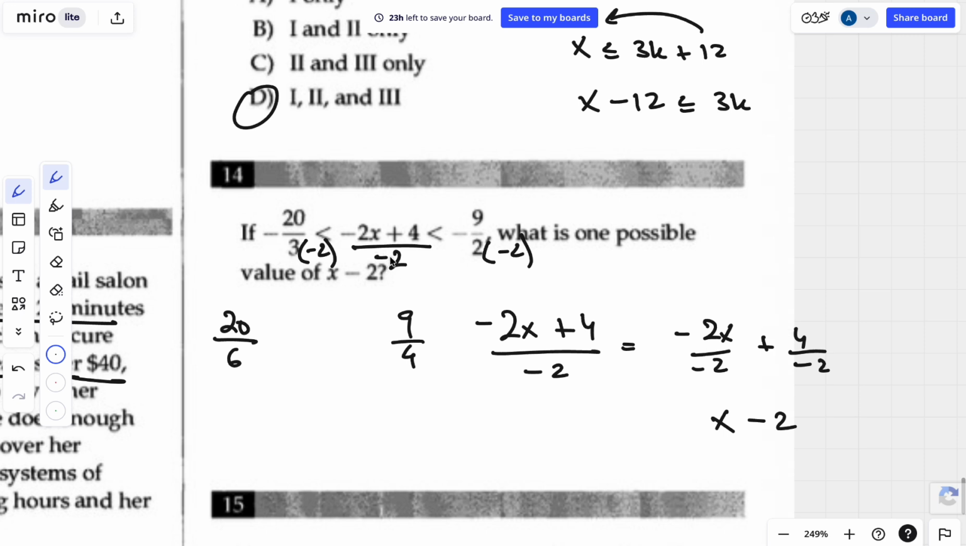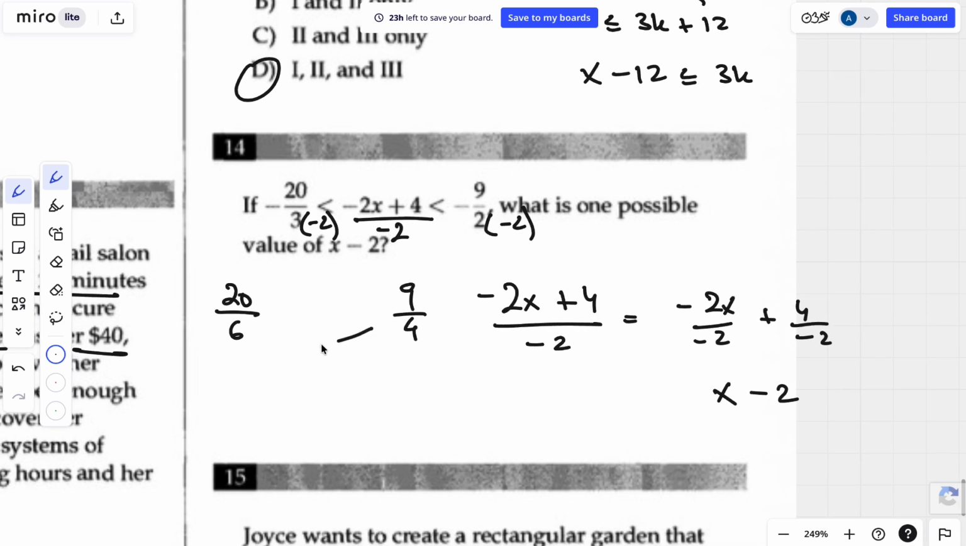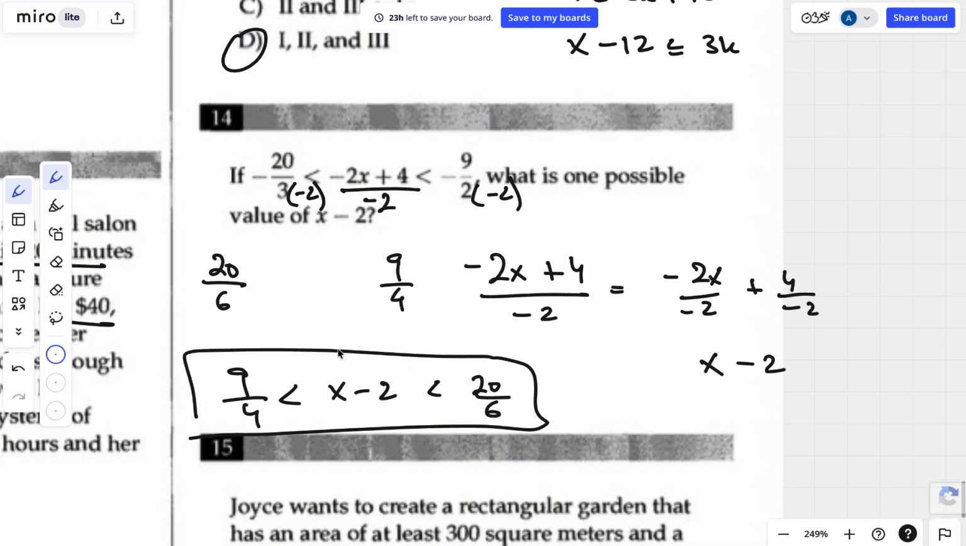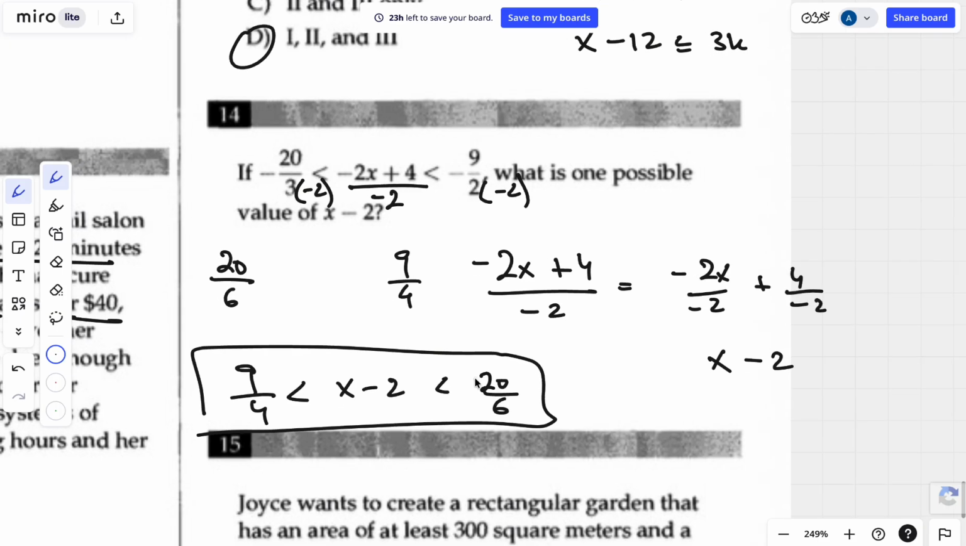And because we divided by negative 2, we'll simply change the places. So we'll write 9 over 4 here. We'll write x minus 2 here, and then we'll write 20 over 6 here. So this is going to be your final solution. And then we have to find the value in between. This is 2.25, this is 3.3, anything in between. So we'll say this is going to be 3. We'll take this as 3.